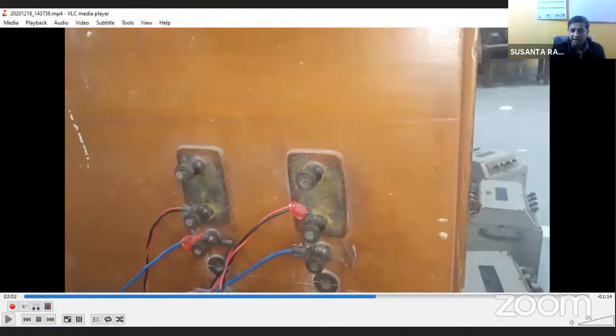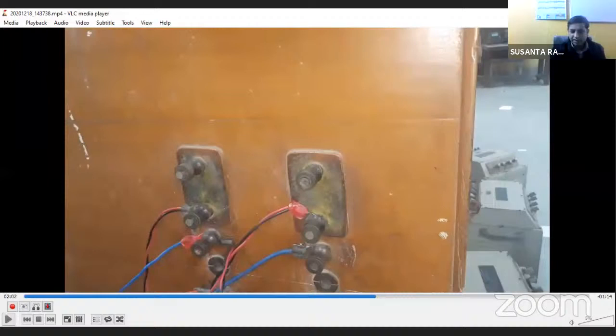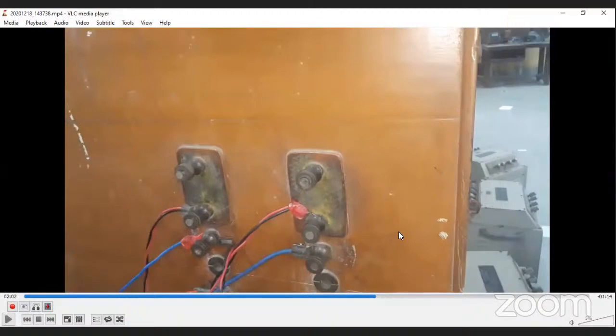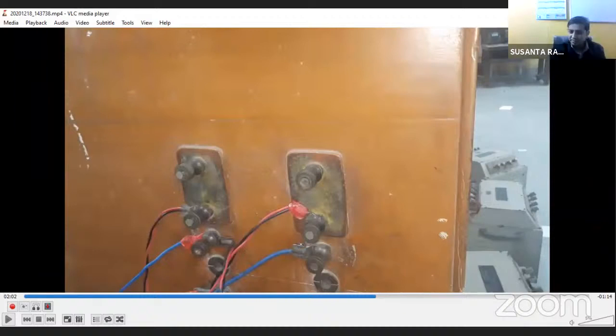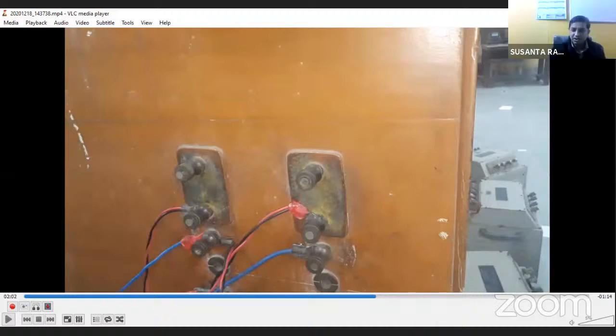Because you know that any instrument will have at least two cables out of it, isn't it? But here he is now connecting only one. So what is that cable for? It is for the pressure coil. Why is it one? One is shorted with CC. Okay, correct. So one is already shorted with CC.